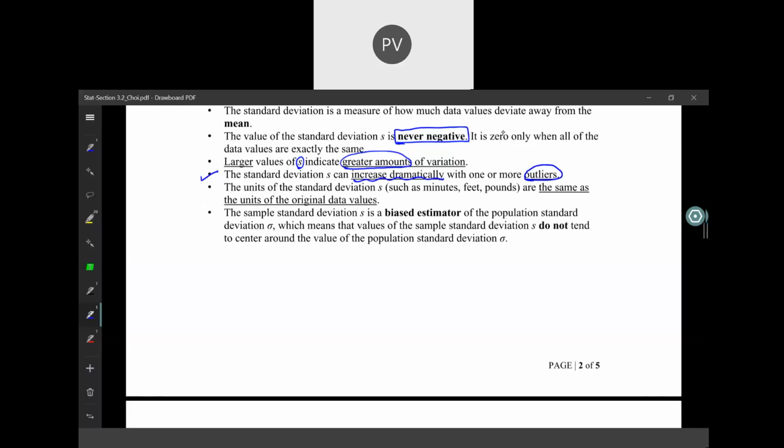Now, sample standard deviation is a biased estimator. What do we mean by biased estimator? It means if your statistic lies around the parameter, if the value is similar to the parameter. What is a statistic and a parameter?